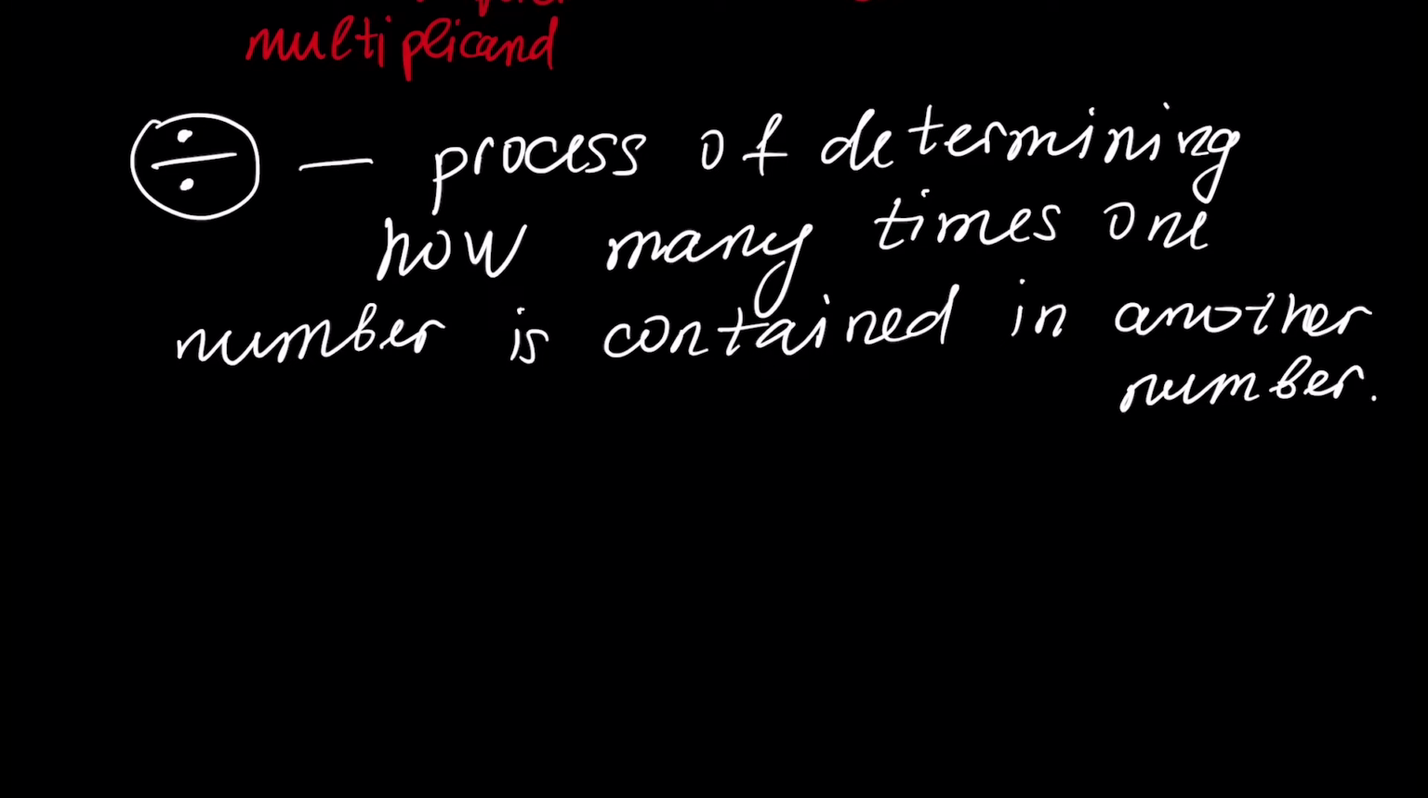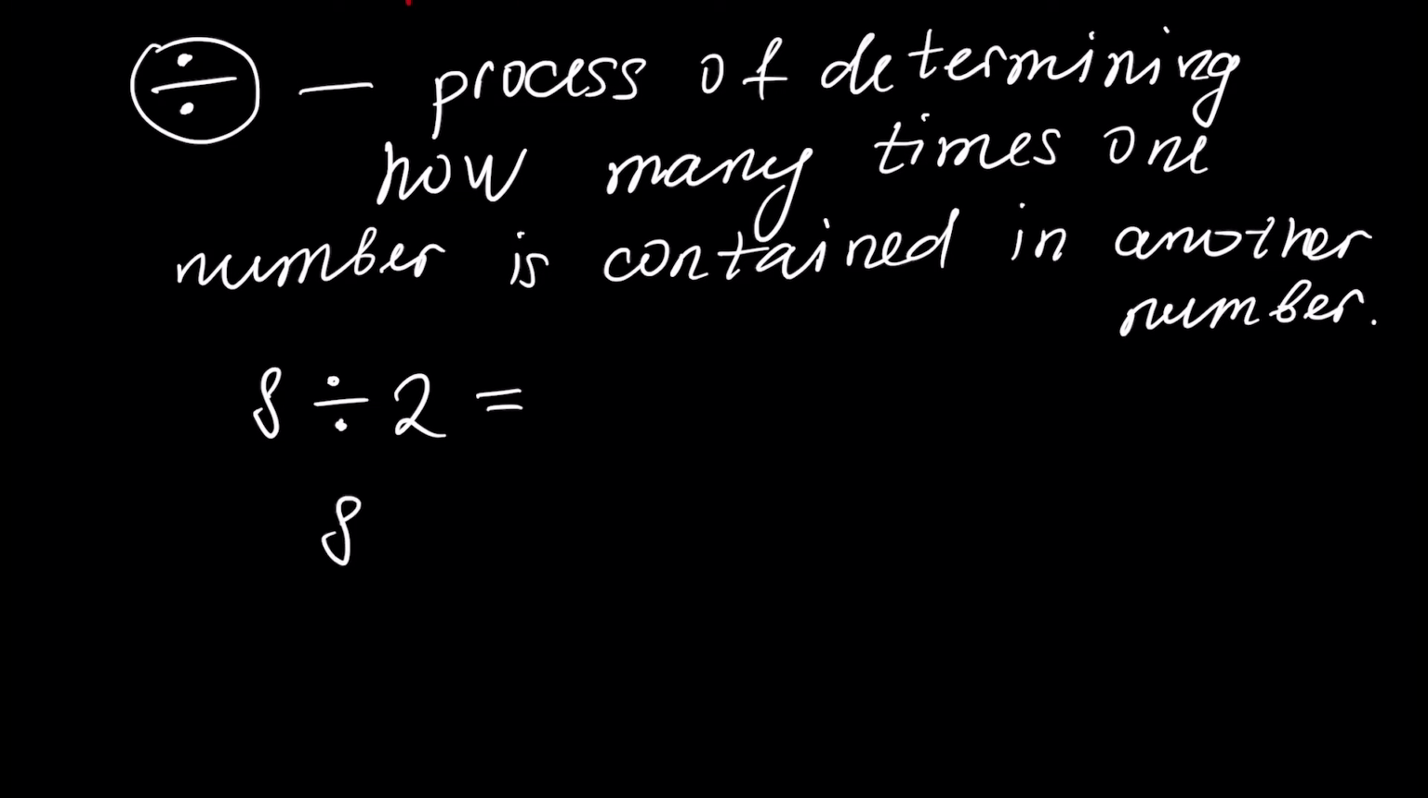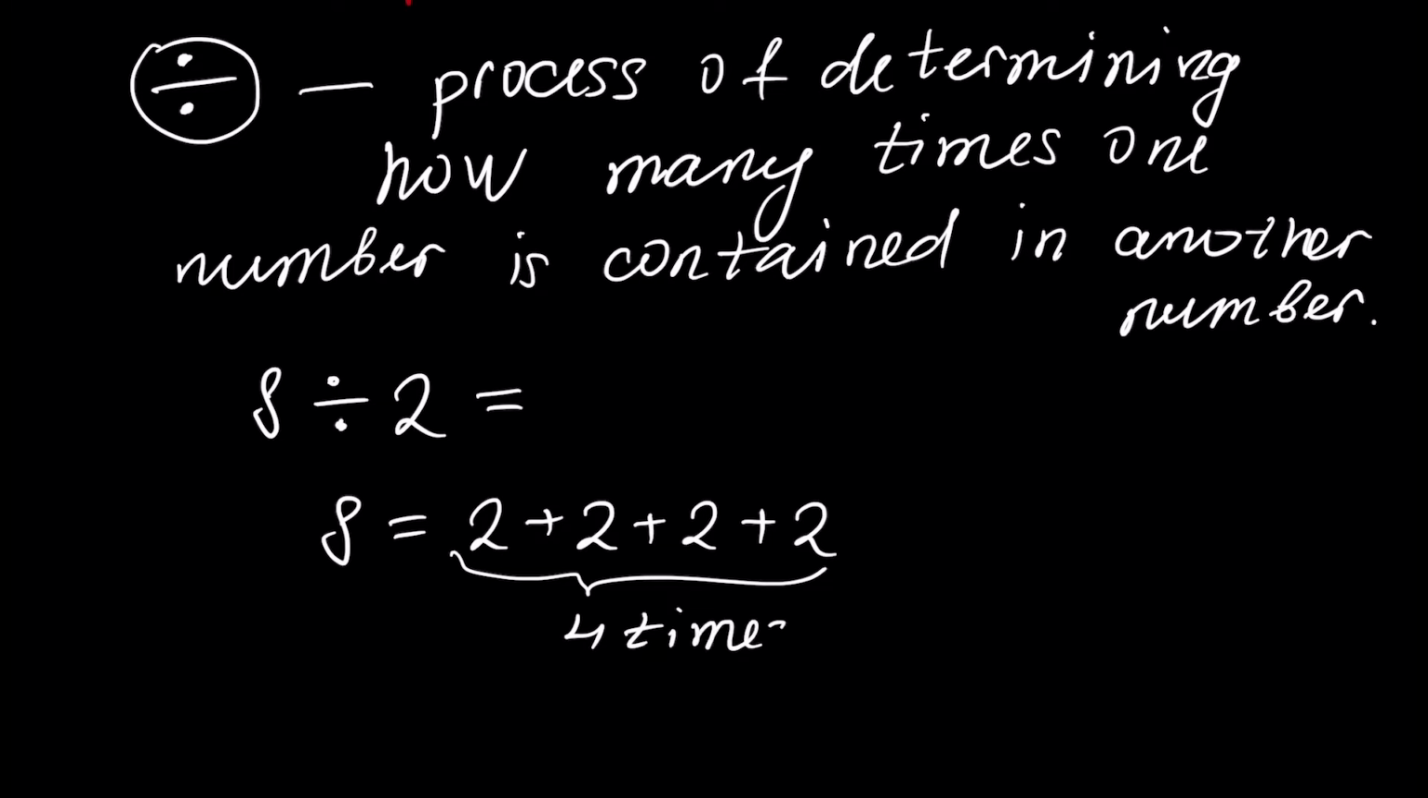in another number. For example, 8 divided by 2, because we can write 8 is equal to 2 plus 2 plus 2 plus 2, 4 times. That's why 2 is contained in 8 4 times. So the result is 4. And in this case, 8 is called the dividend, 2 is called the divisor, and 4 is called the quotient.